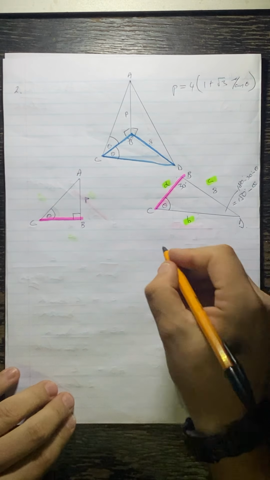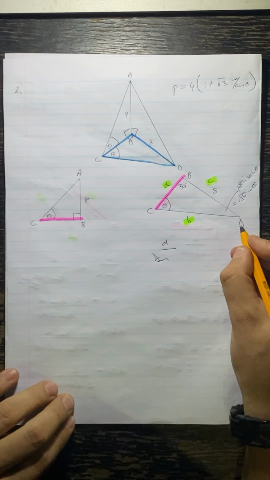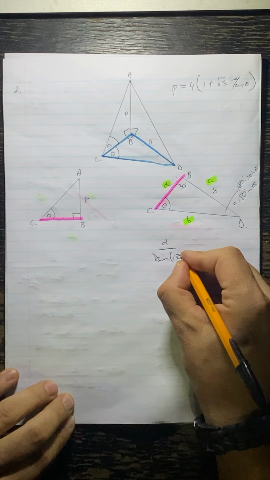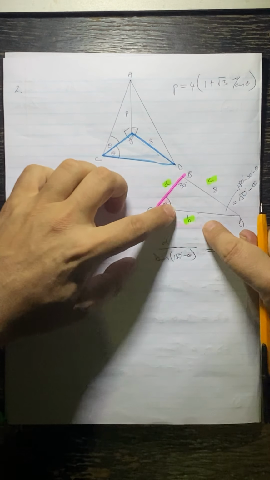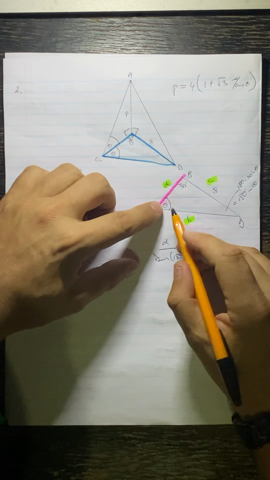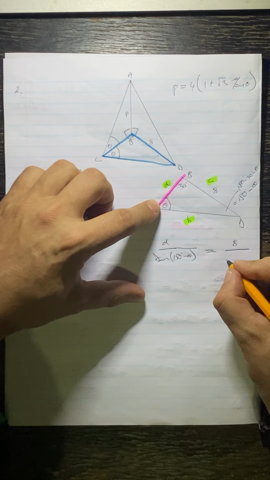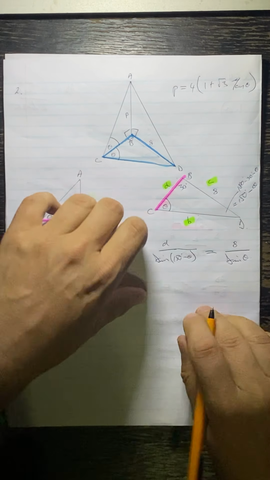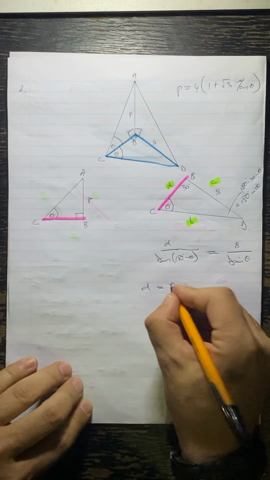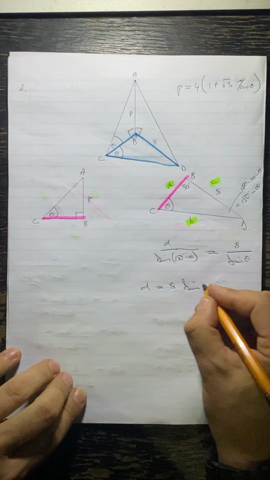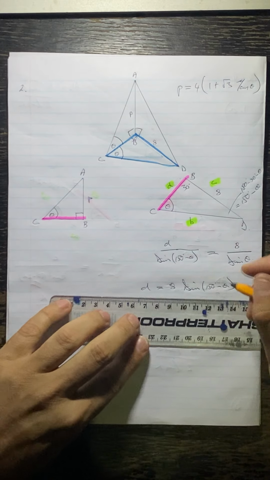All right, so we want this. So this is little d over sine of this one here, which is 150 minus theta, will be equal to, now we need these two here. So this is going to be these two over here, which is 8 over sine theta. Okay, just multiply up by that, and we get d is equal to 8 sine 150 minus theta all over sine theta.